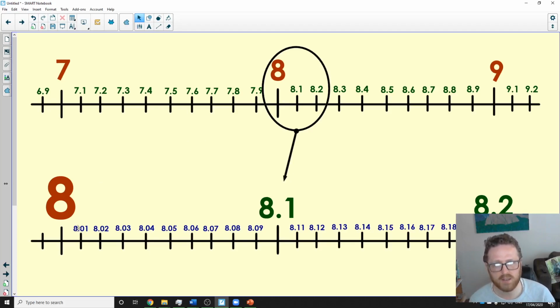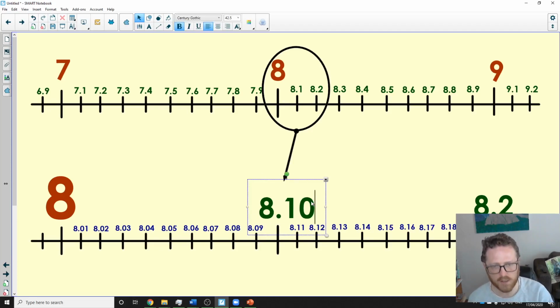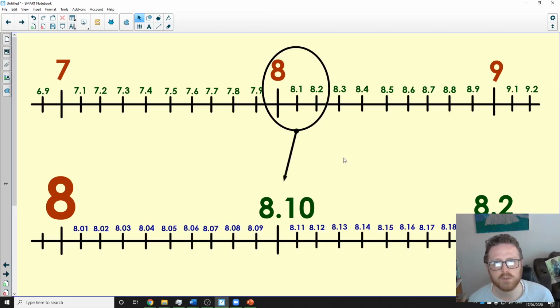8.01 is 8 and 1/100th. 8.02 is 8 and 2/100ths, and so on. Now, once you get to 8.1, if you'd like to call that 8.10, that's absolutely fine. I've got a number here, for example, 8.14. Now, 8.14 is actually 8, 1/10, and 4/100ths.